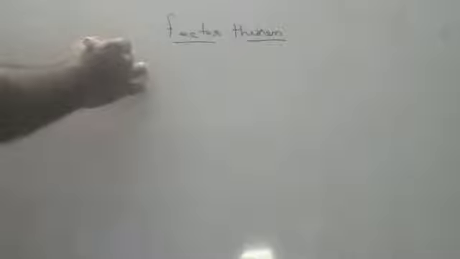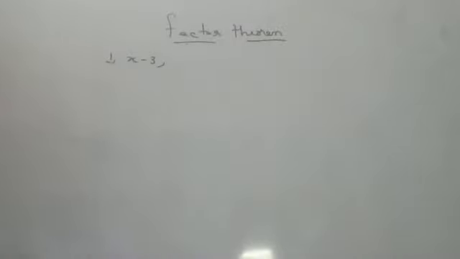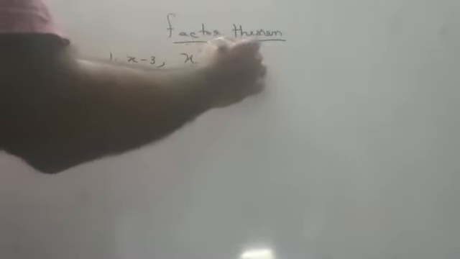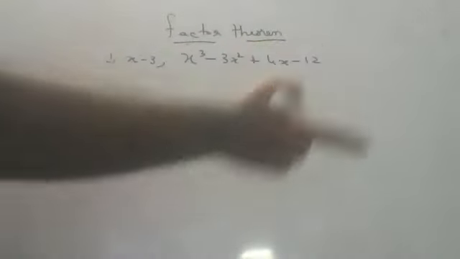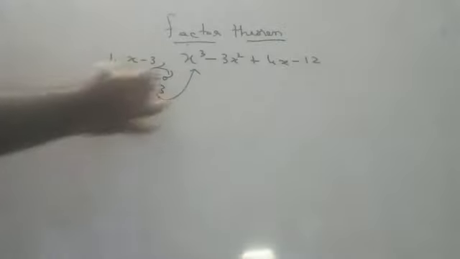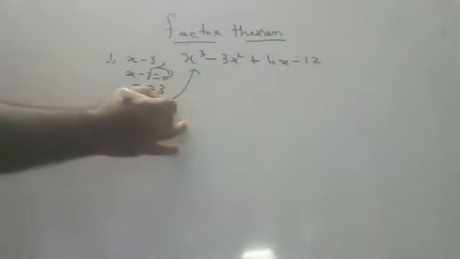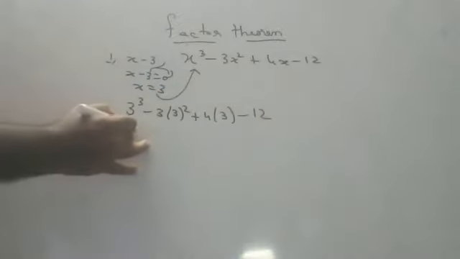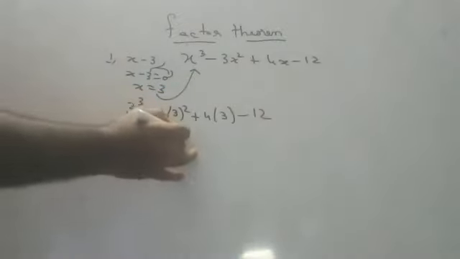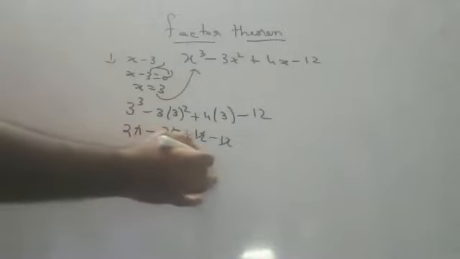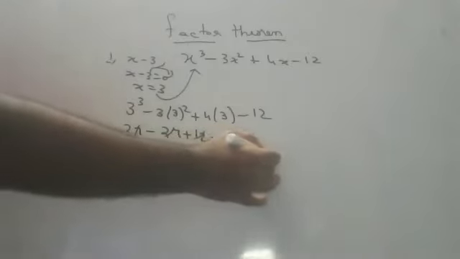Okay, children. Check whether x minus 3 is a factor of x cube minus 3x square plus 4x minus 12 or not. So x minus 3 is equal to 0, x is equal to 3. Substitute that here. So 3 cube minus 3 into 3 square plus 4 into 3 minus 12. So 27 minus 27 plus 12 minus 12. This is gone, 0. Yes, x minus 3 is a factor.